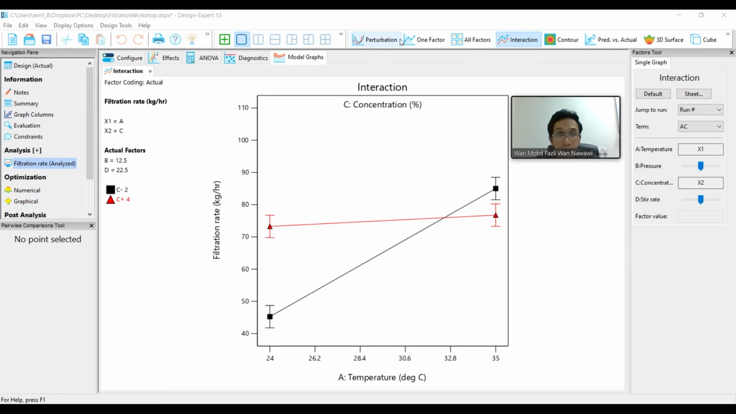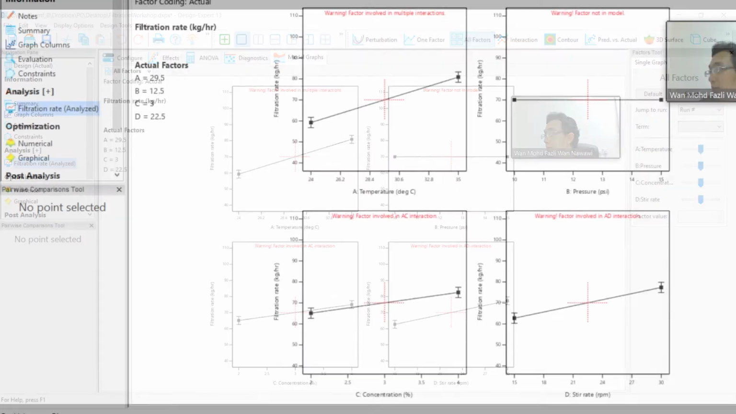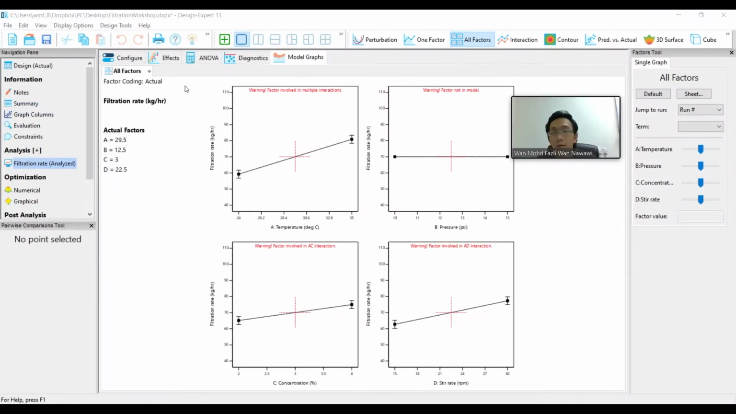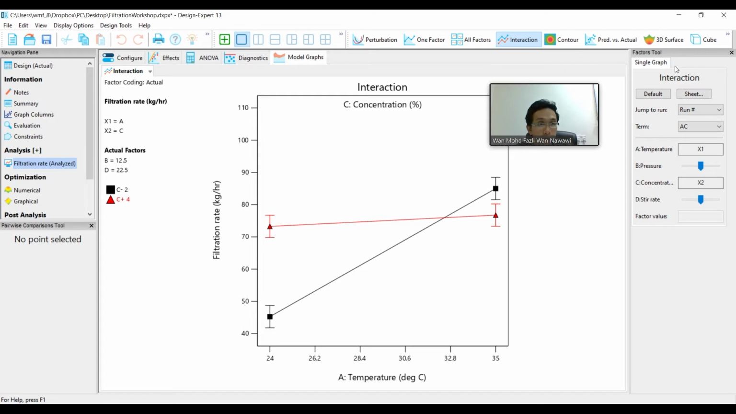So this is the tab on the top where you can change the view. So for all factors, you click all factors and you get all this. Last time I did it like this. You can still see it, but you cannot see the top one. Now we are in the interaction column here. On the factor tools on the left, you can change anything.